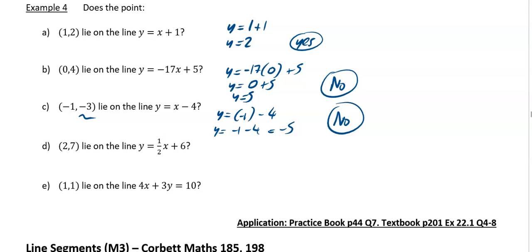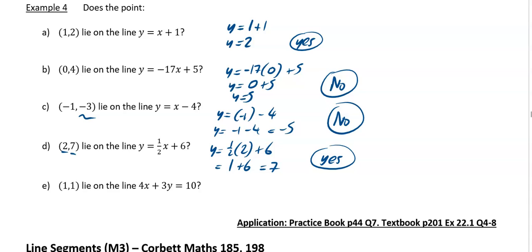Okay, part D says, does 2, 7 lie on your line? So again, your y value is equal to a half, put in your x value, which is 2, plus 6. So let's see what happens. A half times 2, half of 2 is 1. And then plus 6 gives you 7. So that works, because you've put in your x value of 2 and you've got your y value of 7. So happy days, that one works. So yes, it does.